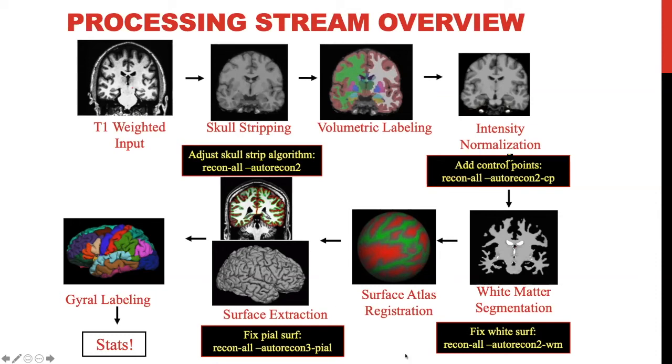This is really helpful because perhaps you only need to make changes to your white matter segmentation. All you have to do is run the command that's given there, recon-all with the autorecon 2 flag, if you don't have any other changes in the skull stripping or the intensity normalization. That actually saves a lot of time on your part.